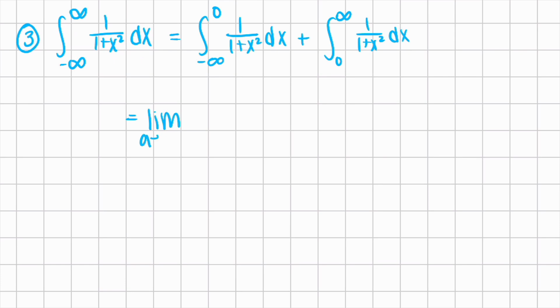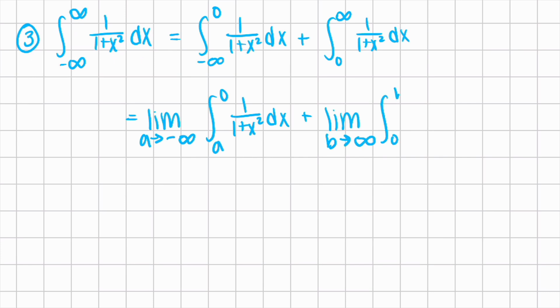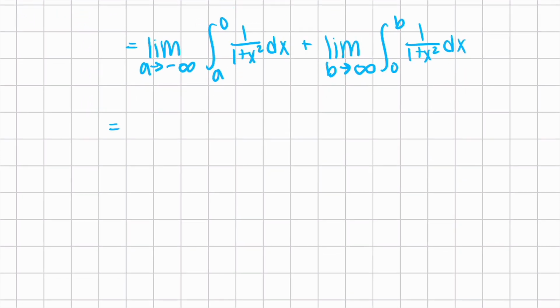So I'm going to set up my limits. I have the limit as a goes to negative infinity. Again, you can pick any letter. We just tend to pick a and b. But make sure you pick a different letter for this second one. So I'm going to say limit as b goes to positive infinity from 0 to b. Just like we did before, we're going to evaluate our definite integrals first, and then we'll worry about the limits.